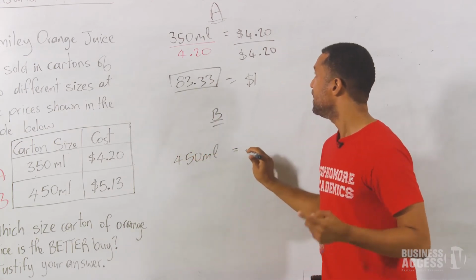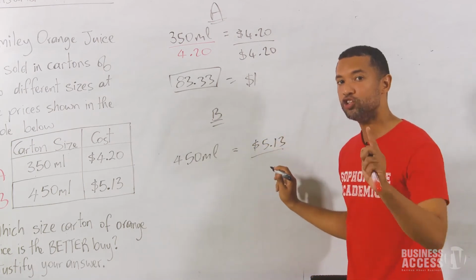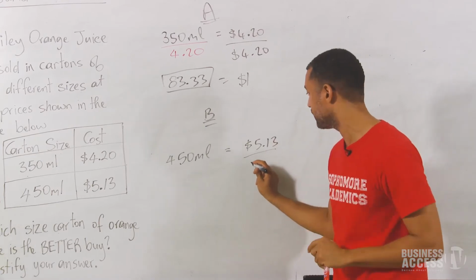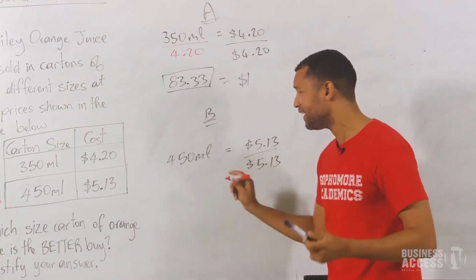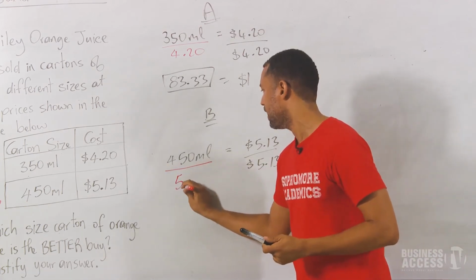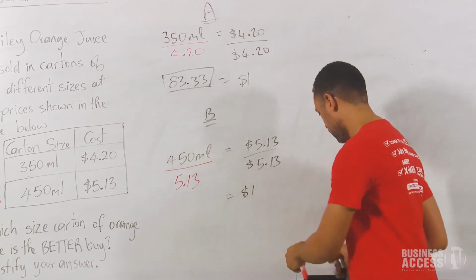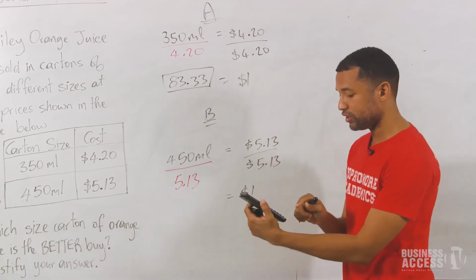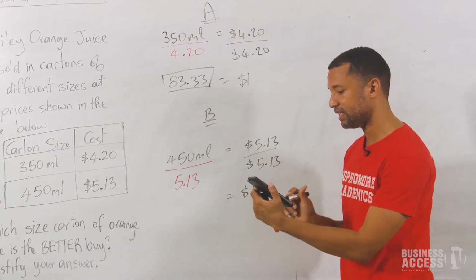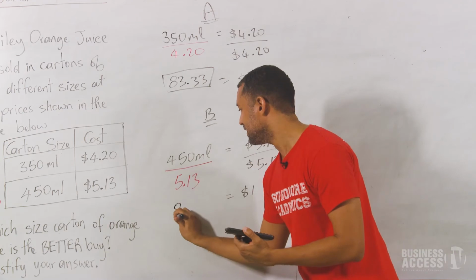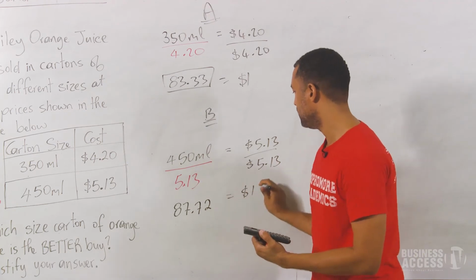450 milliliters is equal to $5.13. Guys, we want to know how much $1 will give you. So you go ahead, you divide by 5.13, but whatever you do to one side, you do to the other side for balance. It is just how life is. You need balance. All right, ladies and gents, so right here, we now know that $1 is going to give us how much? So it's going to be 450 divided by $5.13, and this will give us 87.72 milliliters, ladies and gents.